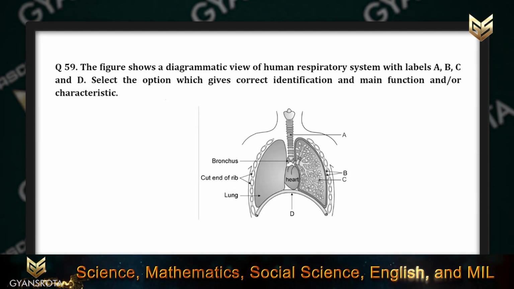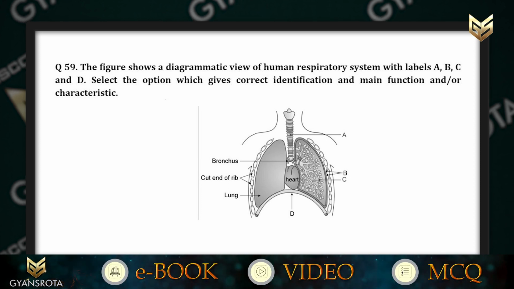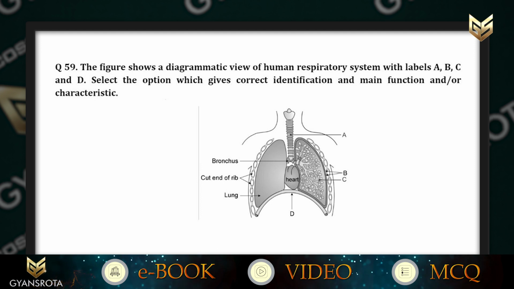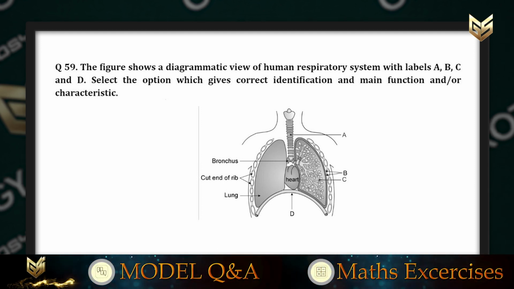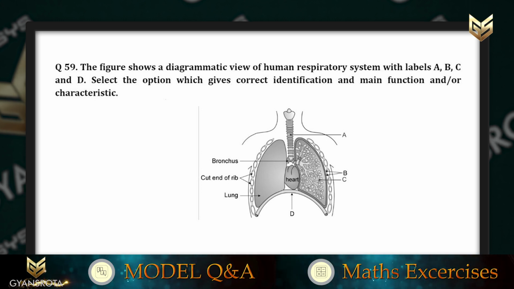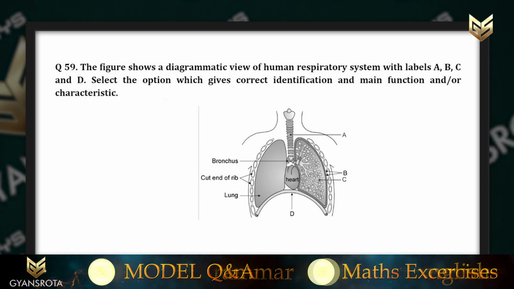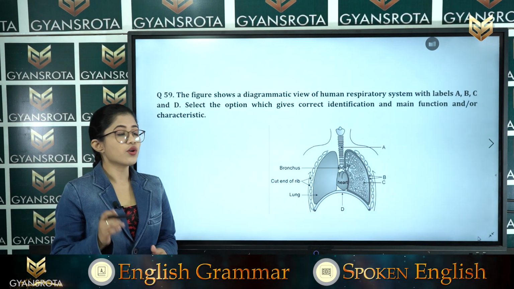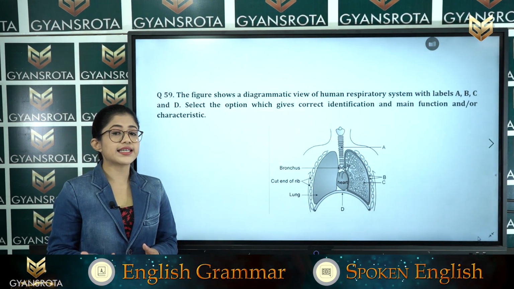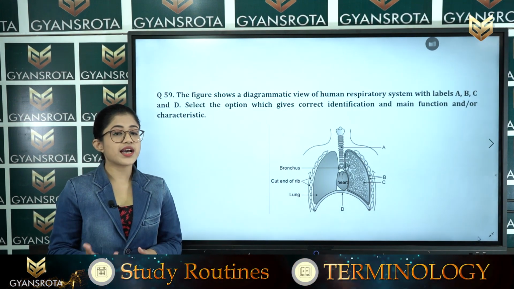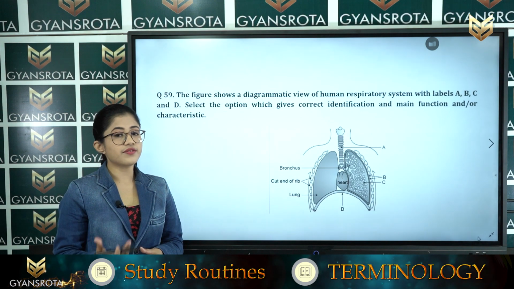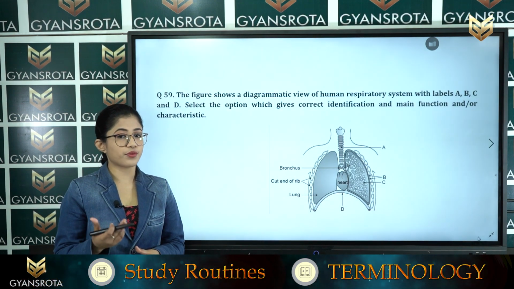The figure shows a diagrammatic view of the human respiratory system with labels A, B, C and T. Select the option which gives the correct identification and main function and/or characteristic. Student, observe this figure very carefully. This is from the chapter Breathing and Exchange of Gases. So what do we have to do? We have to correctly identify them and their functions. Now let's see what the options are.